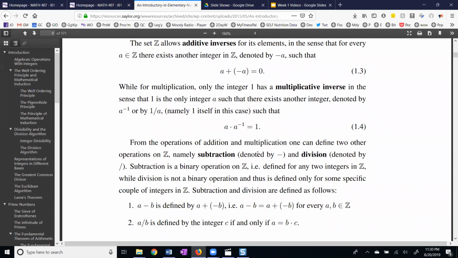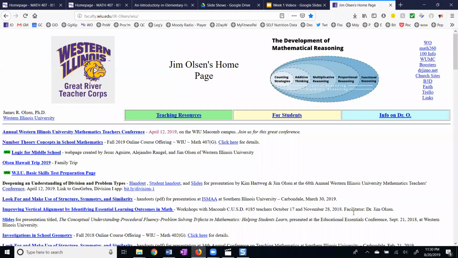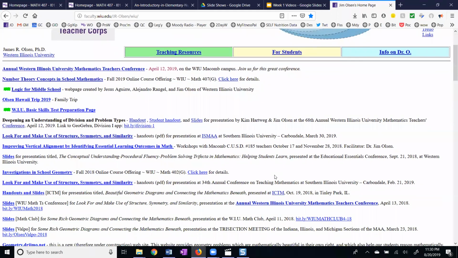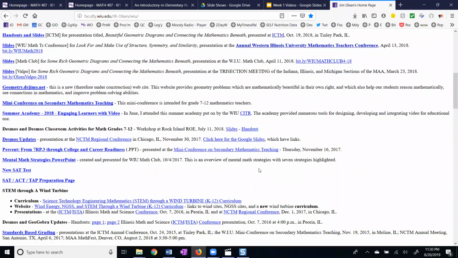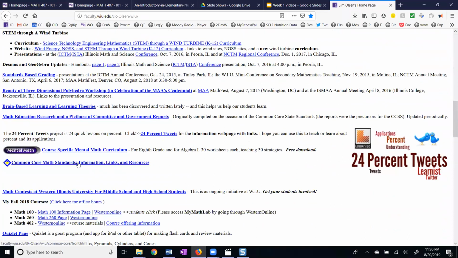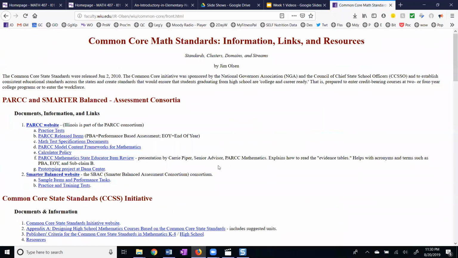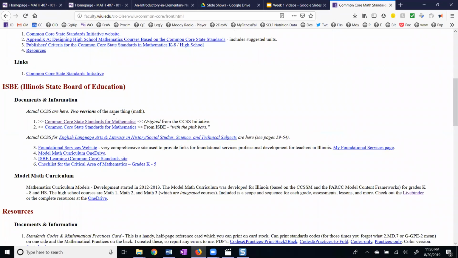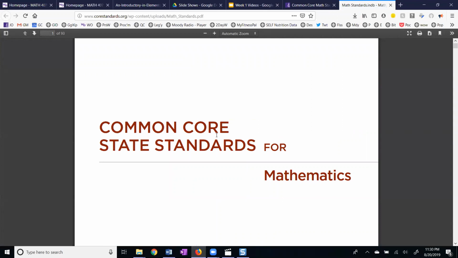The properties are quite important in the Common Core state standards. So let me show you how you can get to the Common Core state standards. Of course, you can Google for the Common Core state standards. I have them linked on my homepage here. I have the Common Core standards information, links, and resources. And down here in the actual CCSS, Common Core State Standards, I have a link here, and this is a 93-page PDF. And at the back, we have the properties.